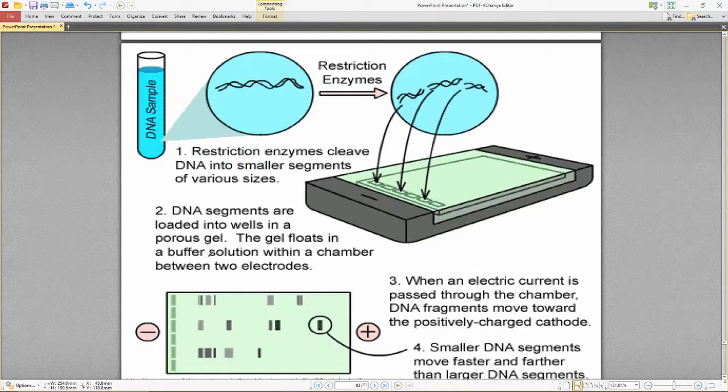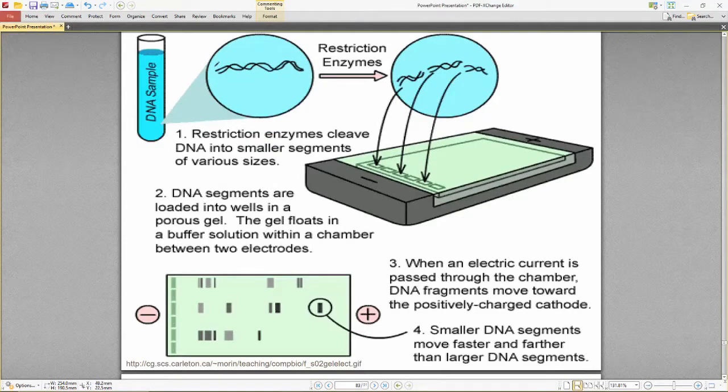So let's look at why we learned about restriction enzymes. Let's say we take your genome, or a specific gene or location on your genome. We use restriction enzymes to cut your DNA into different fragments, or cleave DNA into smaller segments of various sizes. Then these DNA segments will be loaded into wells in this gel.